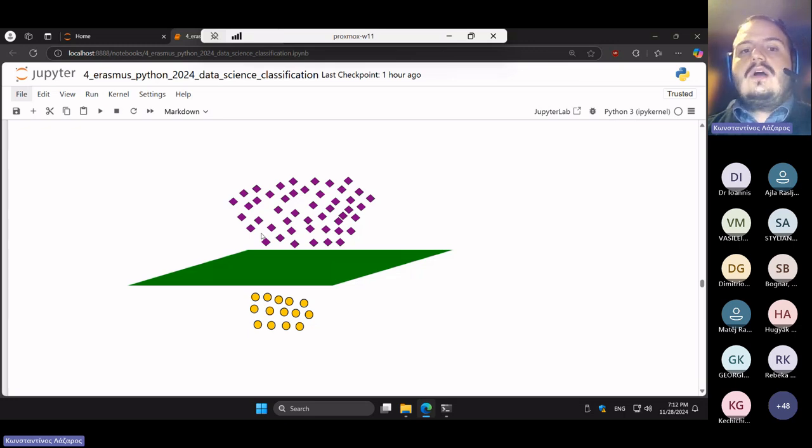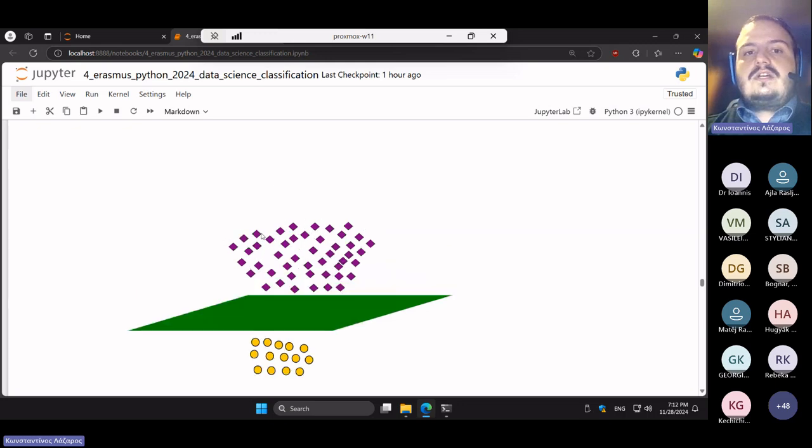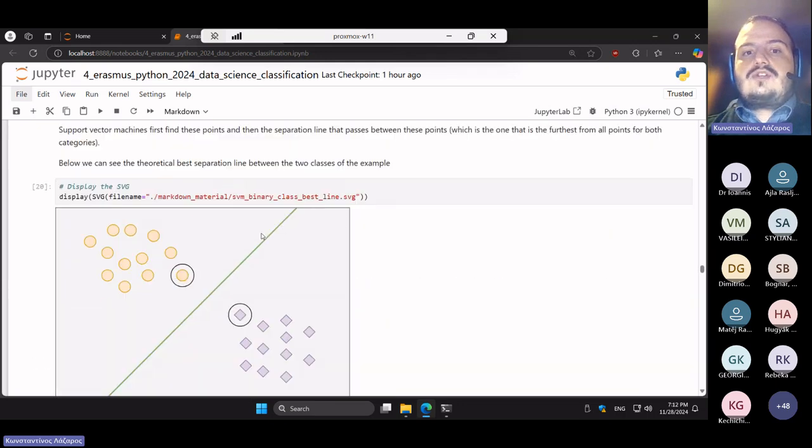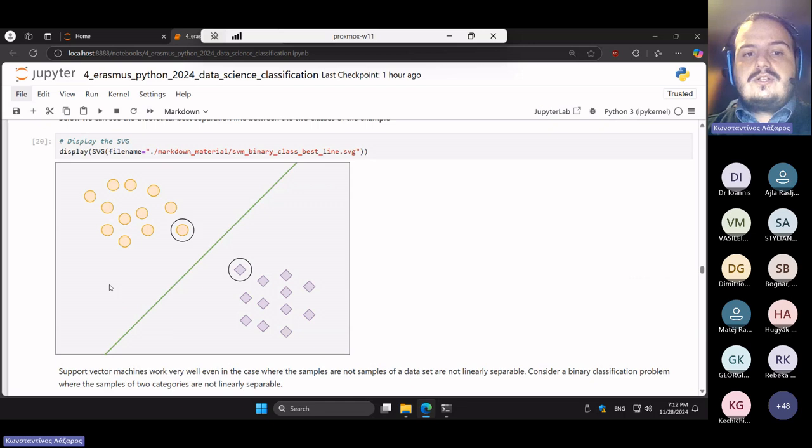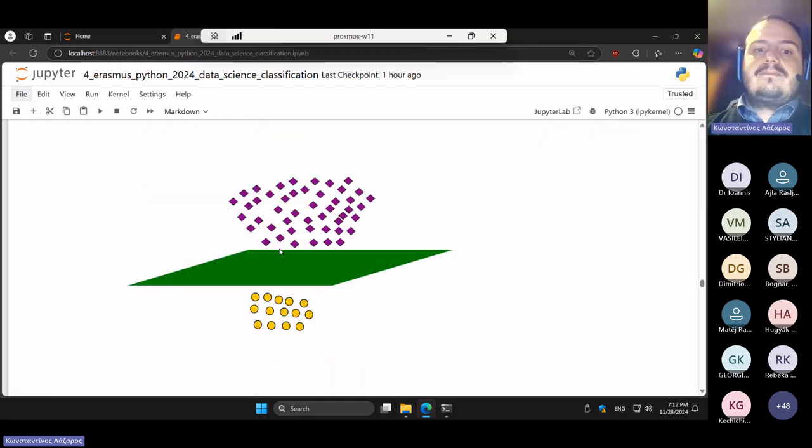In such cases, instead of creating a separation line as it would in 2 dimensions, it creates separation hyperplanes, like this green solid blanket-like thing that separates our 2 different categories. The reason it does that is to account for the complexity that is in some cases inherent in some data sets that we might have.